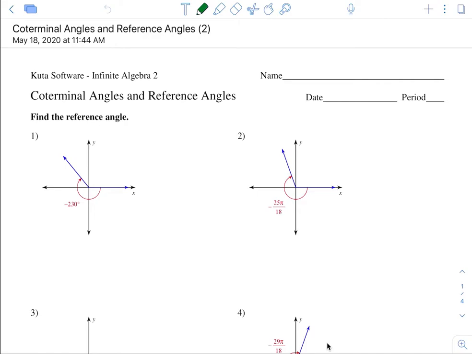Alright, here's your guys' homework on coterminal angles and reference angles continued. So it's a mixture of both using degrees and radians, okay? So, example, find the reference angle, number 1.